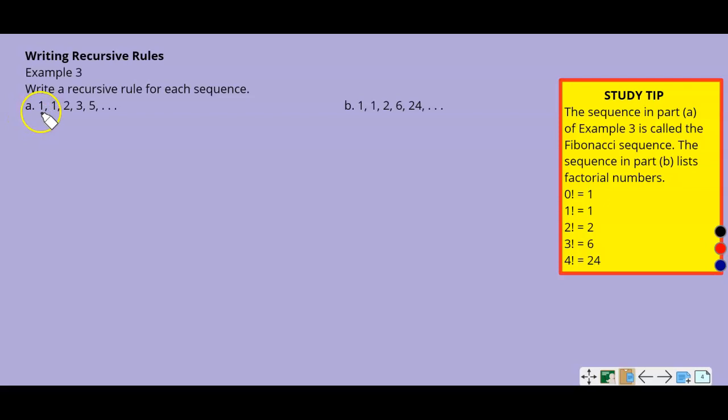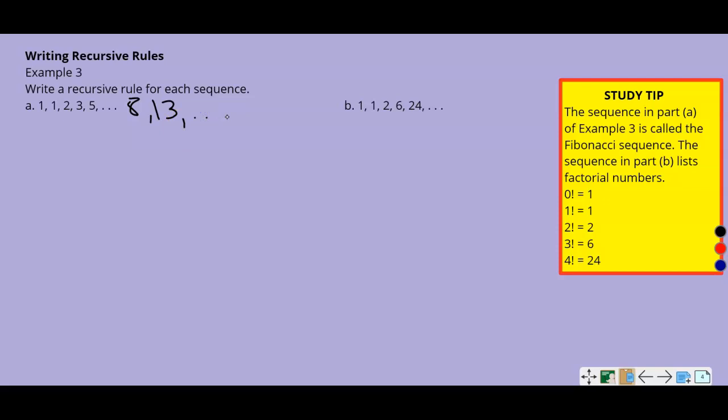All right, so we have 1 and then 1. If we do 1 plus 1, we get 2. 1 plus 2, we get 3. 2 plus 3, we get 5. I'm guessing 3 plus 5 would be 8, would be the next term, and so on. So we can determine the pattern, and then 5 plus 8 would be 13, and so on.